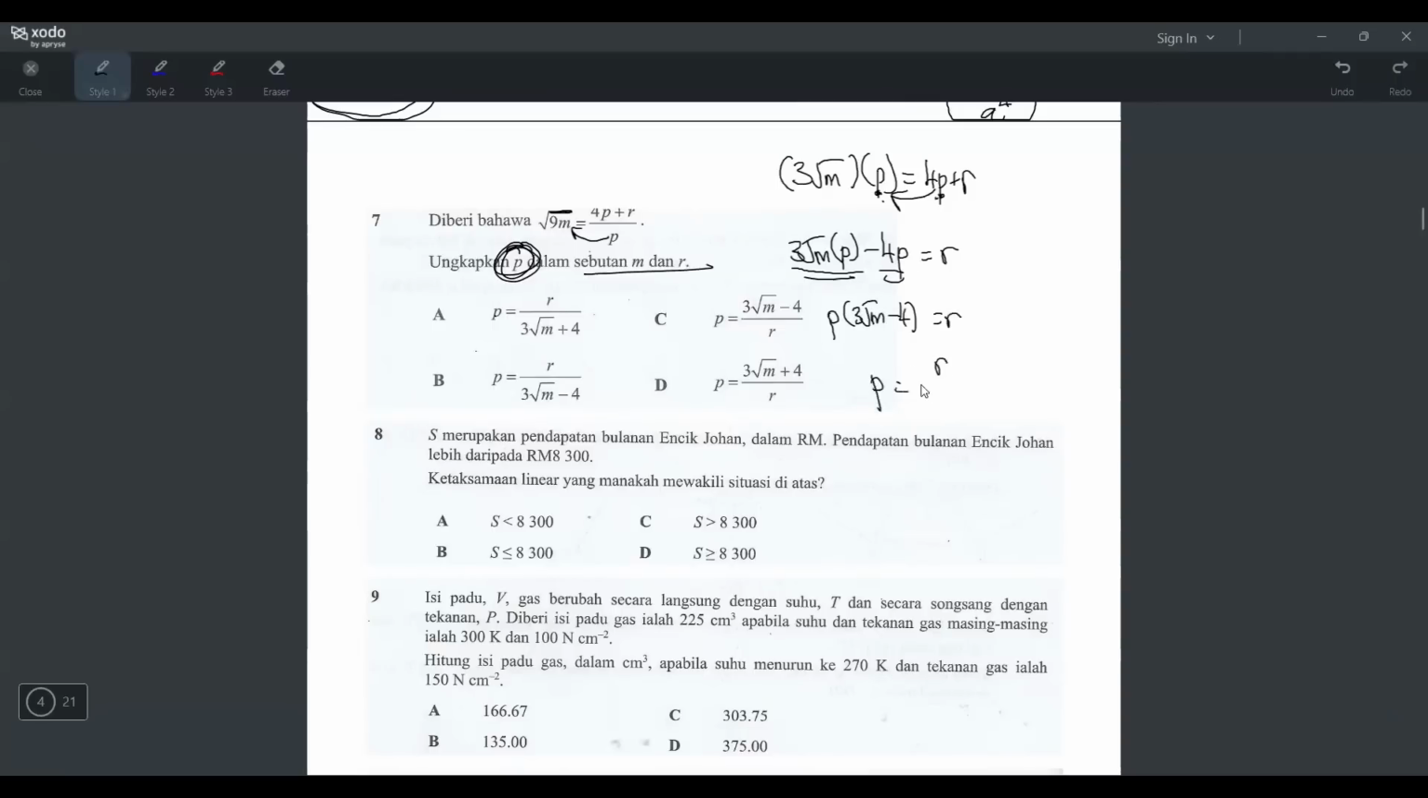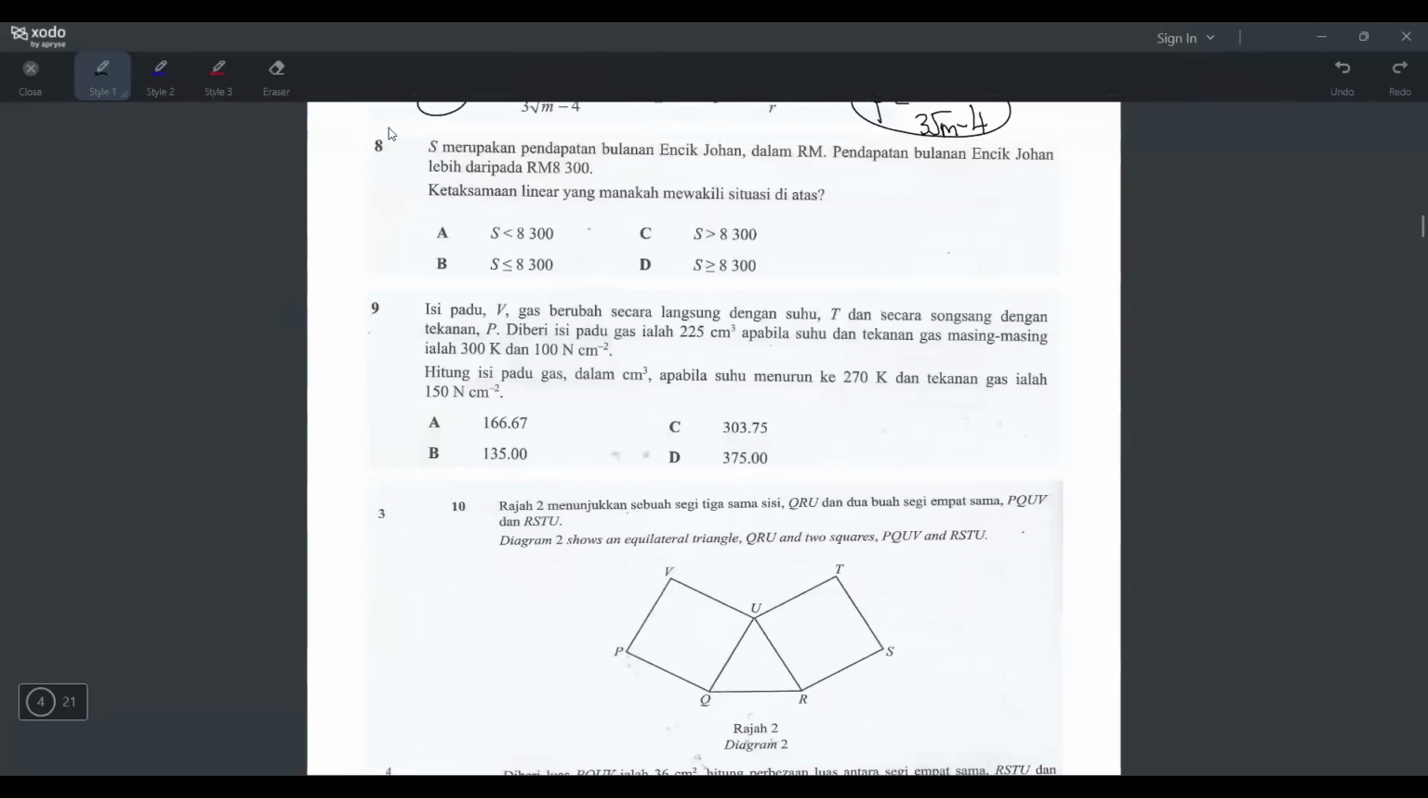So P punya answer is R bahagi dengan semua ni. 3 square root M minus 4. So kalau you tengok ABCD, ada jawapan tak? Ada, the answer is B. Okay, so B is the answer yang match dengan ni lah. Okay, so number 7, B boy. Okay, sudah siap.